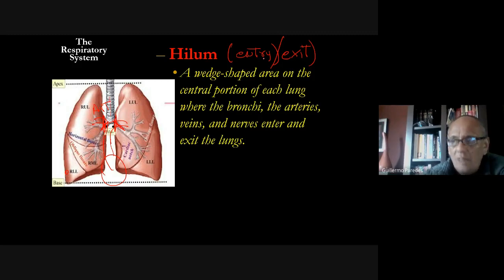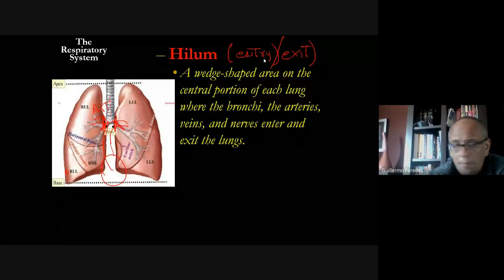We have the hilum of the liver. Same thing, the portal vein and the hepatic artery coming into the liver. We have the spleen hilum, where the splenic artery comes in and the splenic vein comes out. We have the hilum of the kidney, where the renal arteries come in and the renal veins come out. You okay with that? So every single organ has a hilum.